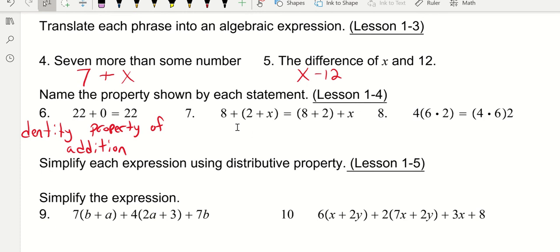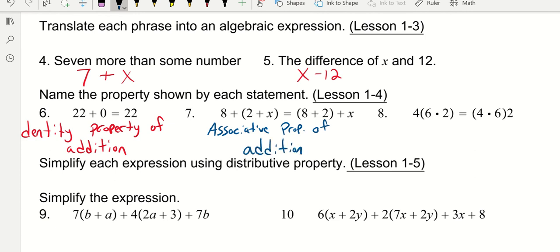The grouping did change, though. We did have a group of 2 plus x. Now we have a group of 8 plus 2. This is the associative property of, what are we doing? Are we adding or multiplying? We're adding. So that's the associative property of addition.